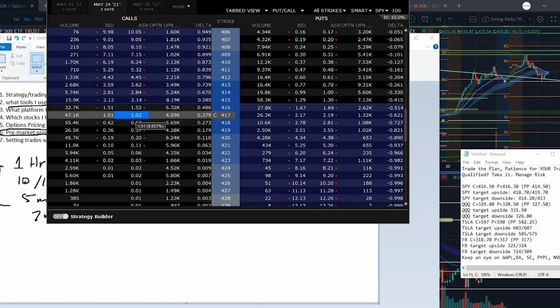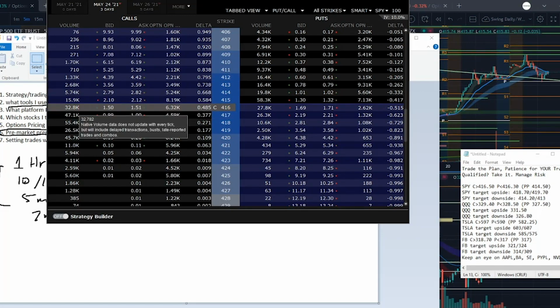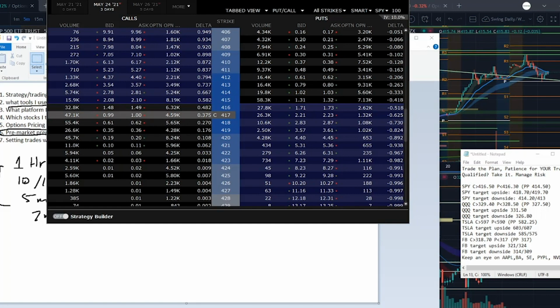I want to make sure that the open interest is high. The volume can be high, but I mainly want to see if the open interest is high. I want to see the spread: how tight is the spread? And I want to look at the delta. Make sure the delta is between 25 and 45, in that range.